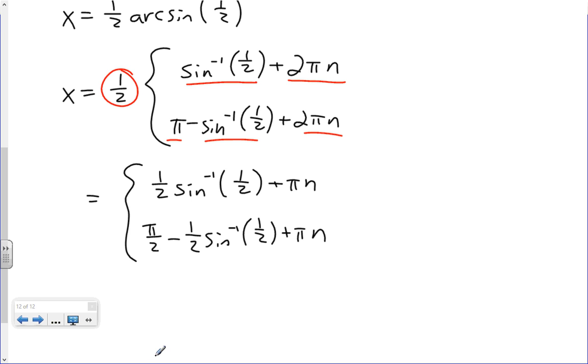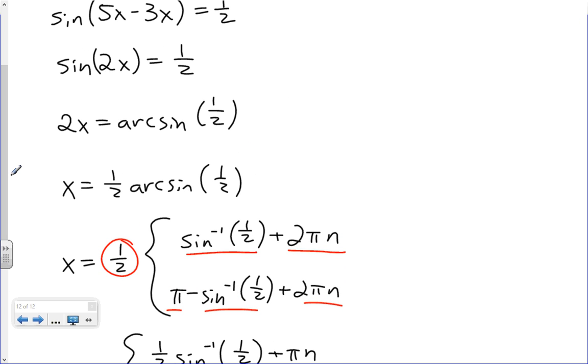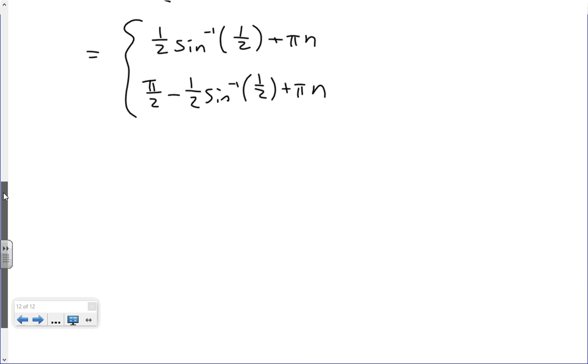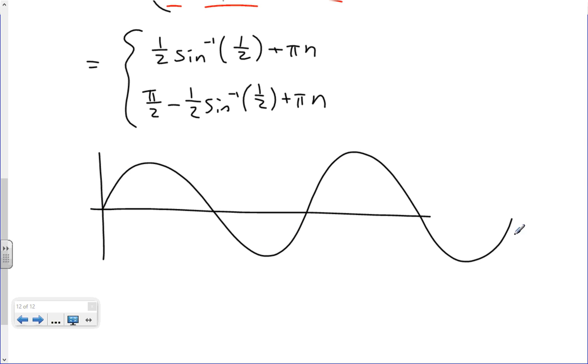All right, the last thing we need to do is find out what are the values of n that we're going to see here. When I look at this function, sine of 2x equals 1/2, I can graph that. Sine of 2x, that means that the period is 2 pi over 2. The period is pi, and we're looking at the interval from 0 to 2 pi, so I'm going to see 2 periods of this thing. If you're not comfortable graphing this, then grab your calculator and graph it, but we should be able to graph this sine function here. Something like this.